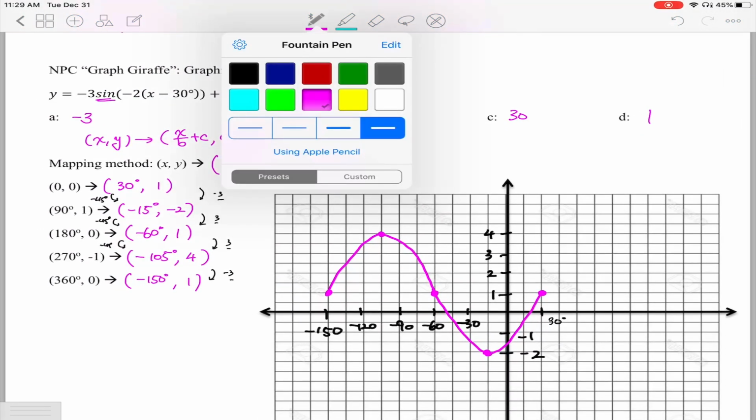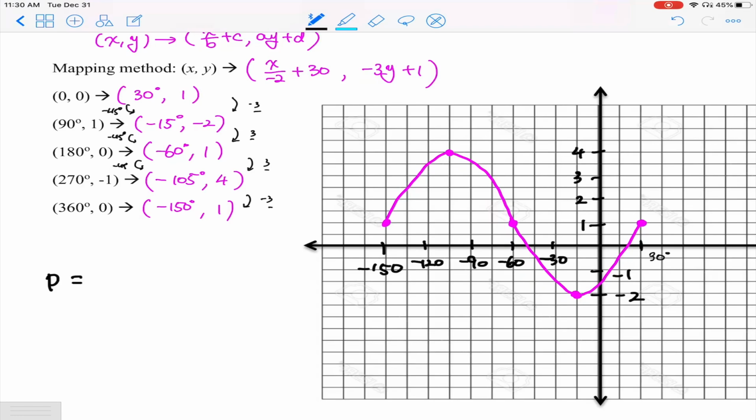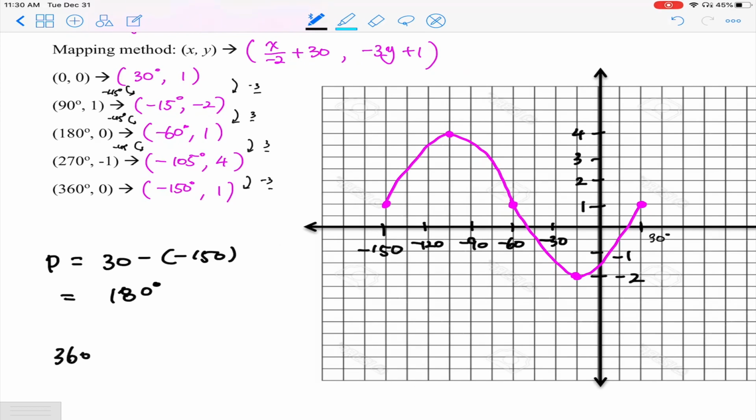And hopefully you notice our period in this case is 30 degrees subtracting negative 150, and that is 180 degrees. In our original sine, our period is actually 360, right? But 180 is just half of it. Using the transformation, the graph is horizontally compressed by a factor of 1/2, meaning if I multiply my original 360 by 1/2, I should be getting my new transformed period. Voila, we do have that, right?